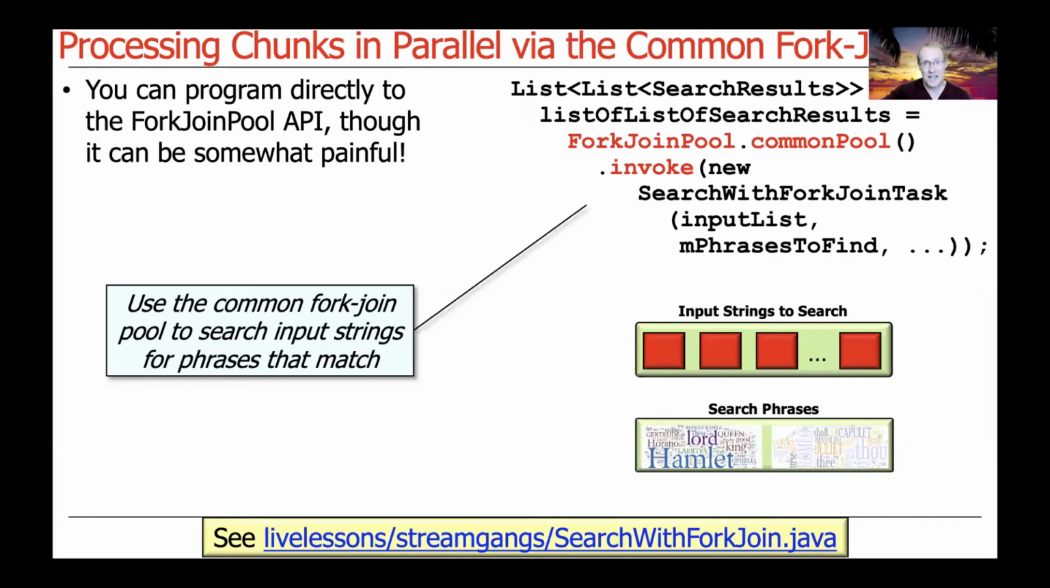If you want to see an example of something that uses fork join task, there's a fun file called searchwithforkjoin.java in my Stream Gangs implementation, and it shows how you can implement the behavior of the search Stream Gang program using fork join tasks. Again, you'll see it's just extra work and doesn't really give you any speed up, which is kind of interesting.